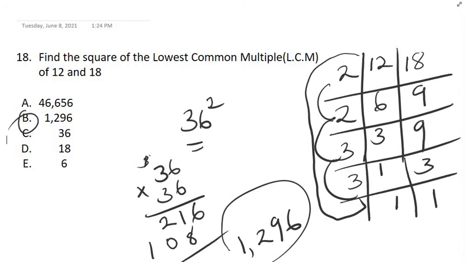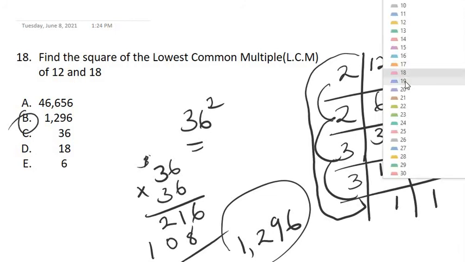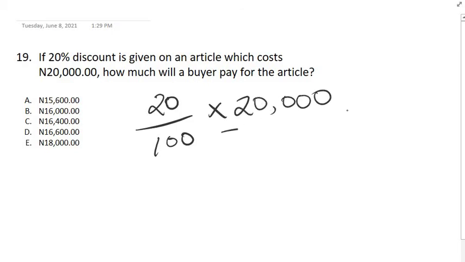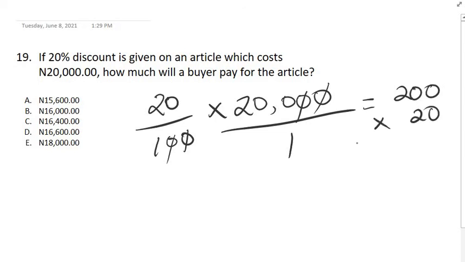Okay, let's look at question 19. If 20% discount is given on an article which costs 20,000 naira, how much will a buyer pay for the article? Let's find the discount given. The question says 20%. Percent means over 100. So 20 over 100 times the amount, which is 20,000, will give us the discount over 1. 20 here cancels 20. So I'm left with 200 times 20 to get the discount.